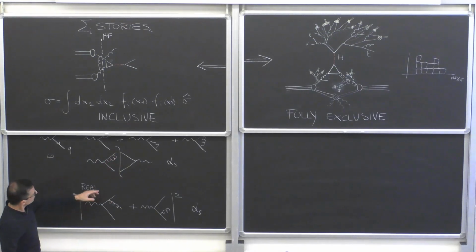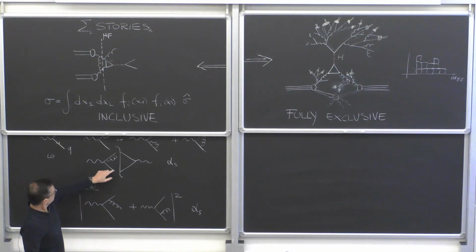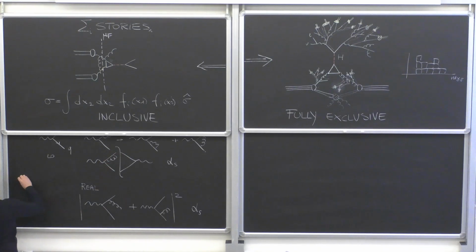If you want, I think you are familiar with that. You can think of a diagram like this, right? And with different cuts. If you cut it here, you get a real contribution. And if you cut it here, you get a virtual contribution. It's always the same diagram where you cut it in different ways. So the real and the virtual are different cuts of a two-loop diagram.